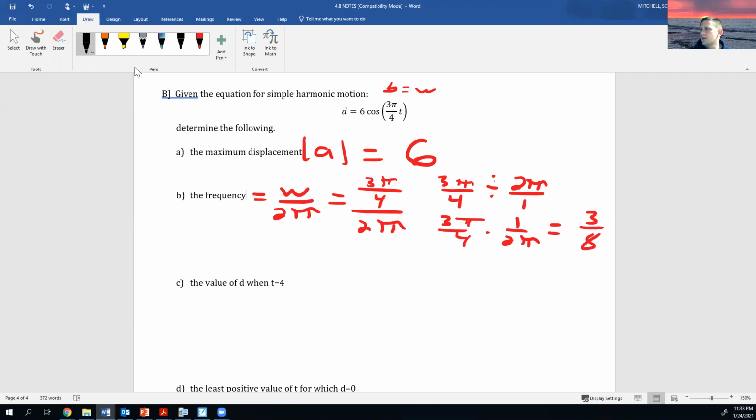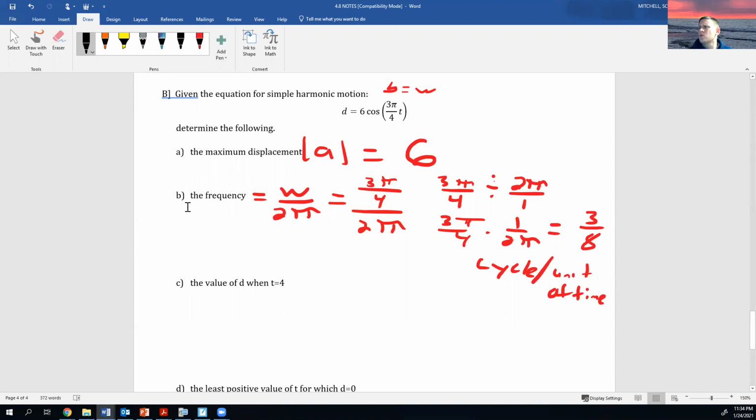And that's, if you want to think of units, cycles per unit of time, whatever that time frame is, whether it's seconds, minutes, hours. It's going to change from one to another, but the reciprocal of the period is really what the frequency is. That's truly what you're finding there.